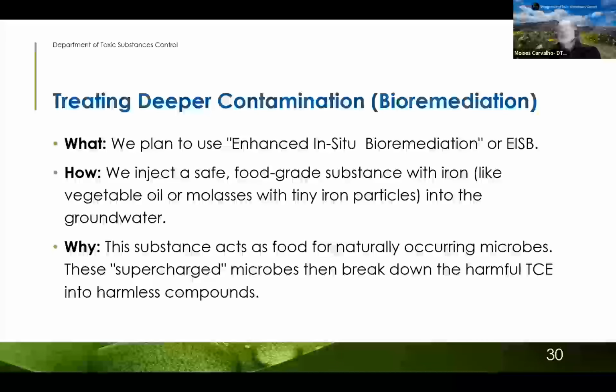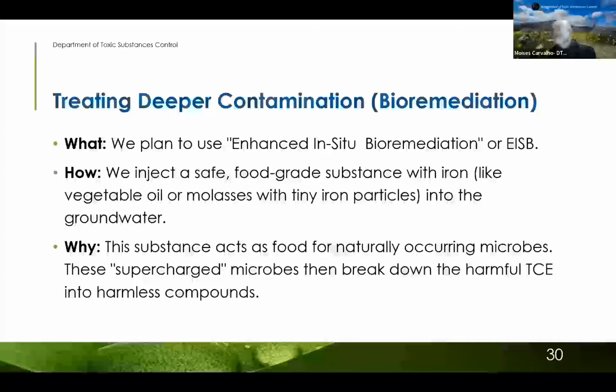To treat the deeper contamination, we're going to be using a technology called bioremediation, a process that helps nature, which is why the term bio, to clean up the site. We will inject a food grade material, something like a vegetable oil, into the ground. It's not a harsh chemical, it's a food grade vegetable oil. And that vegetable oil will be the food for the microbes that live in the soil.